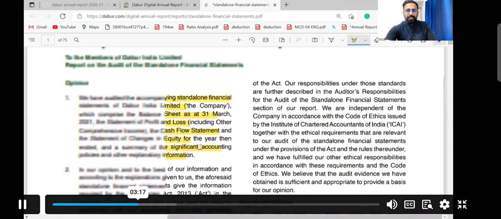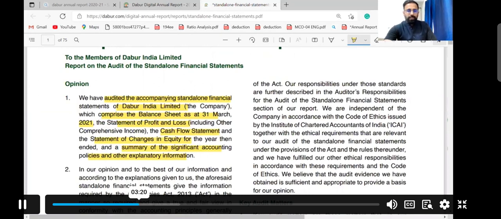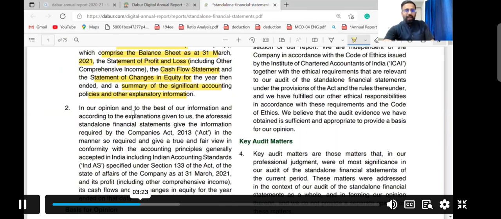Now what is the auditor saying, if you read the next point? The auditor is saying, in our opinion, and to the best of our information, according to the explanation given to us, the aforesaid standalone financial statement gives the information required by the Companies Act 2013 in the manner so required and gives a true and fair view in conformity with the accounting principles generally accepted in India, including the accounting standards specified under section 133 of the Companies Act, right? So here if you see, they are saying that as per their opinion, the company has complied with all the regulations or clauses which are mentioned in the Companies Act, right?